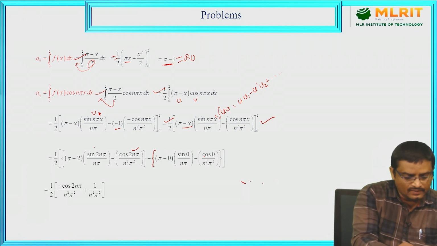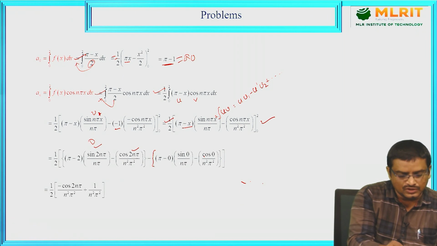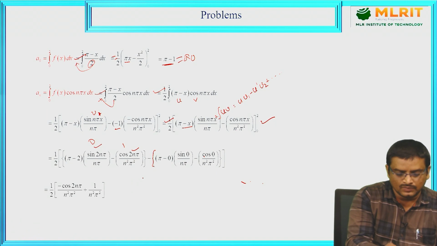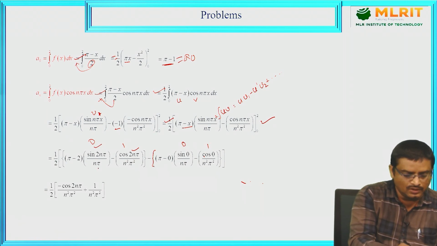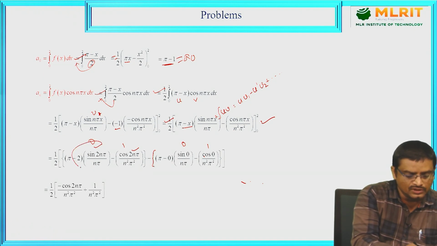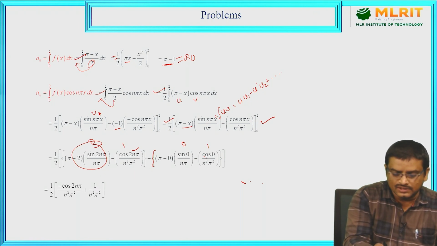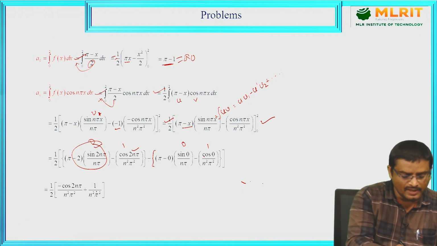Now sin 2 n pi, we know that value is equal to 0, and cos 2 n pi we can consider that value is equal to 1, and here sin 0 is 0 and cos 0 is 1. Since sin 2 n pi is 0, 0 into anything is 0, so this total term becomes 0. The remaining one is minus cos 2 n pi, which is 1, and then minus into minus is plus, cos 0 is 1, 1 by n square pi square.